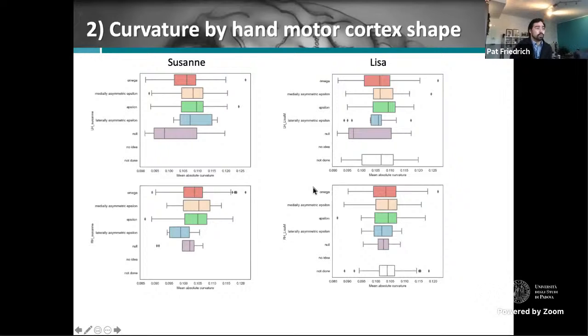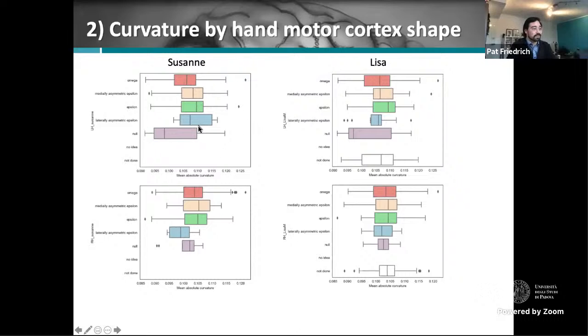Interestingly, if we now look into some of the labels, just as a reminder, our labels are not final. They don't show a strong agreement. So we just look at labels for two of our raters now. And what we can find here is, regardless of the low agreement of the raters, there appears to be a similar pattern in the variance depicted by the mean absolute curvature for the omega label, medial asymmetric epsilon label, lateral asymmetric epsilon label.